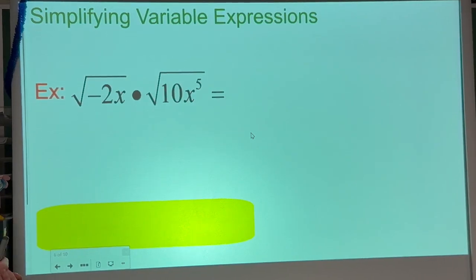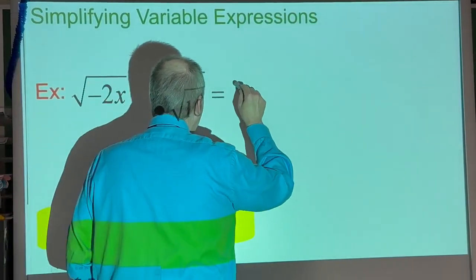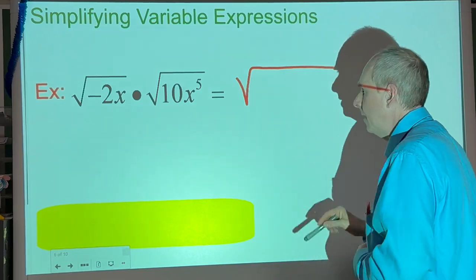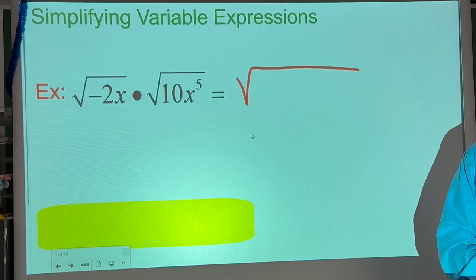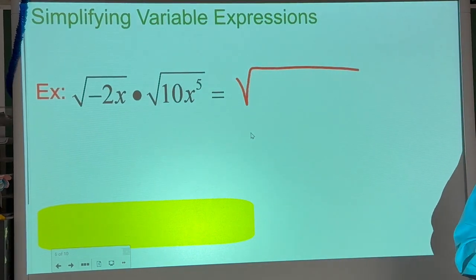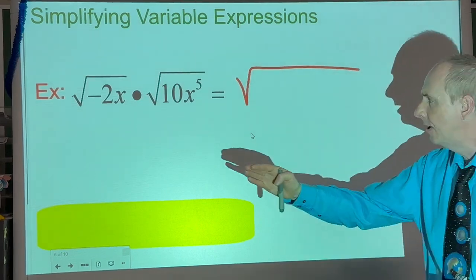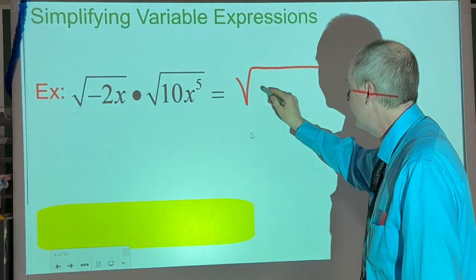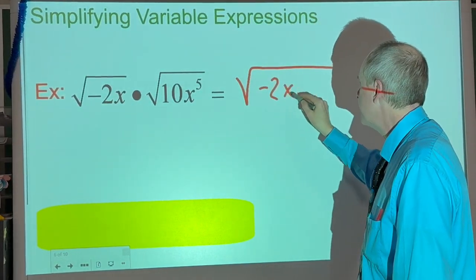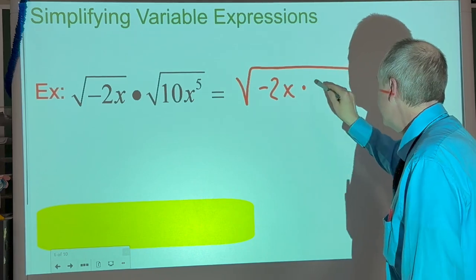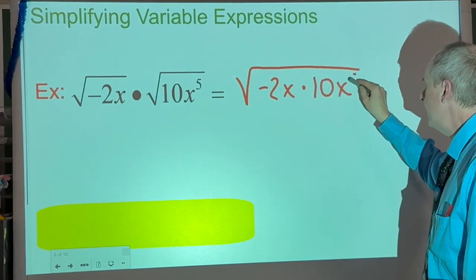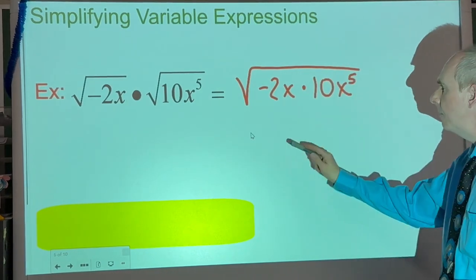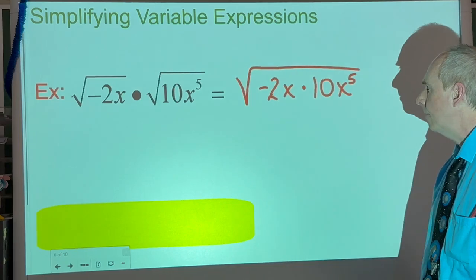So what can I do? Well, I can put everything together in a single radical. Because I'm multiplying, I'm allowed to multiply the numbers underneath the radical. I can take the negative 2x times the 10x to the 5th, putting everything under one radical.